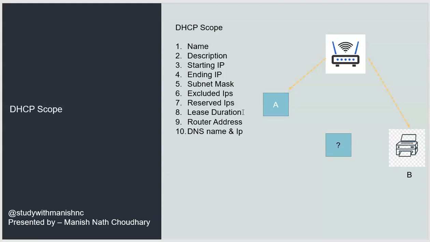After that duration, the IP address changes. The router address is the router's particular IP address, which always stays constant. And DNS server provides the domain name or IP address, and the DNS provider information. It is the tenth piece of information. So these are the 10 values which every DHCP scope has.